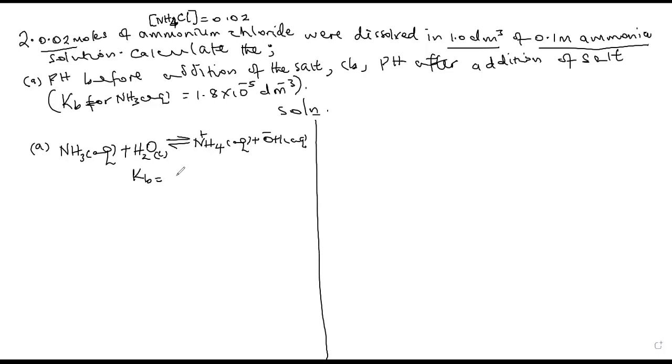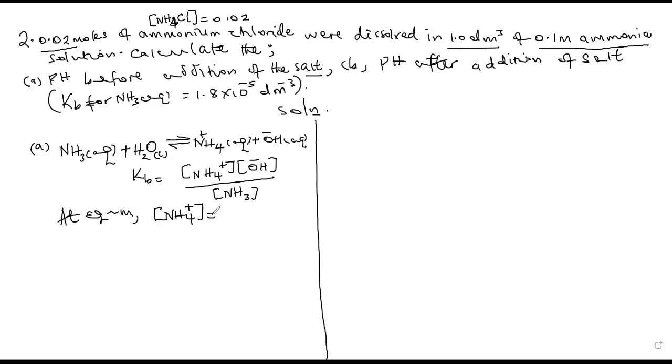Remember, they want before addition of the salt. Which salt? Ammonium chloride. Remember, ammonium chloride and ammonia constitute a buffer. So before addition of ammonium chloride, the salt, we just add ammonia. Now it means that the Kb will be equal to the concentration of ammonium ions, all right, times the concentration of hydroxide ions, that is the ions in the product, out of concentration of ammonia solution. But we have to take an assumption that at equilibrium, the concentration of ammonium ion, because we have not yet added a salt, is equal to the concentration of the hydroxide ion.